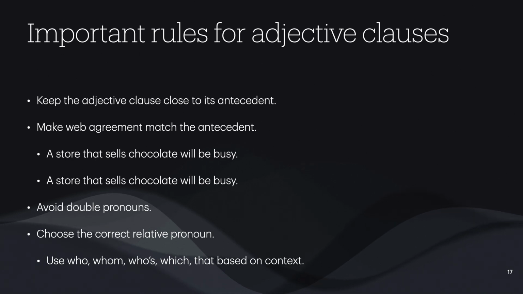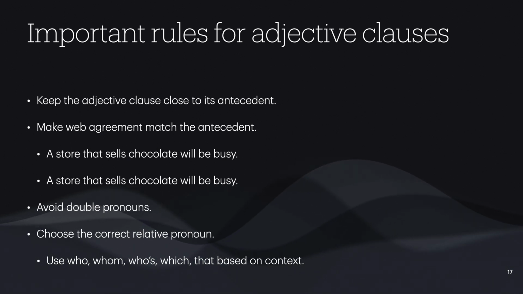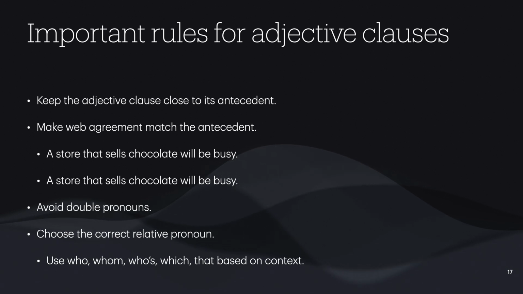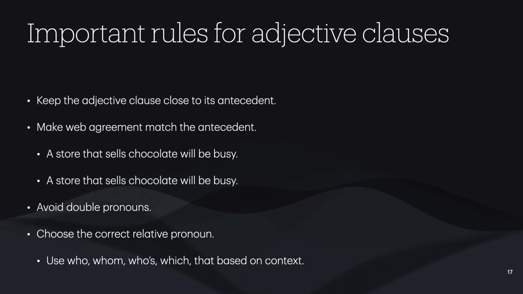So, important rules for adjective clauses. Keep the adjective clause close to its antecedent. Make the verb agreement match the antecedent. A store that sells chocolate will be busy. Avoid double pronouns. Choose the correct relative pronoun. You need to know when you should use who, whom, whose, which, based on the context.